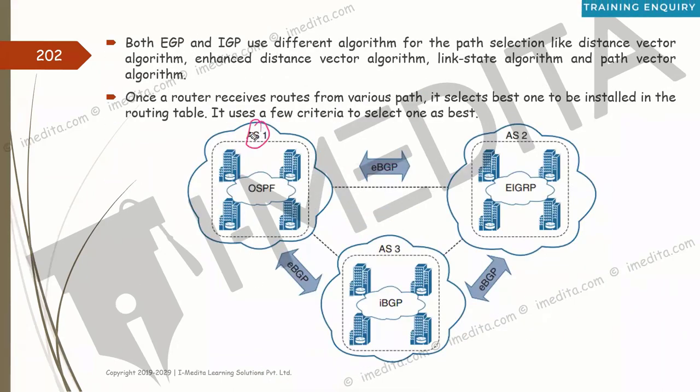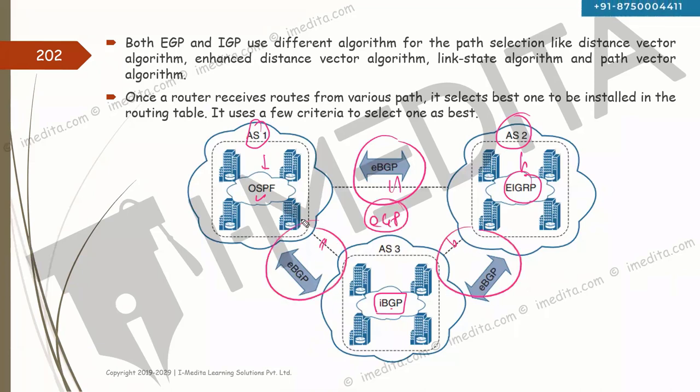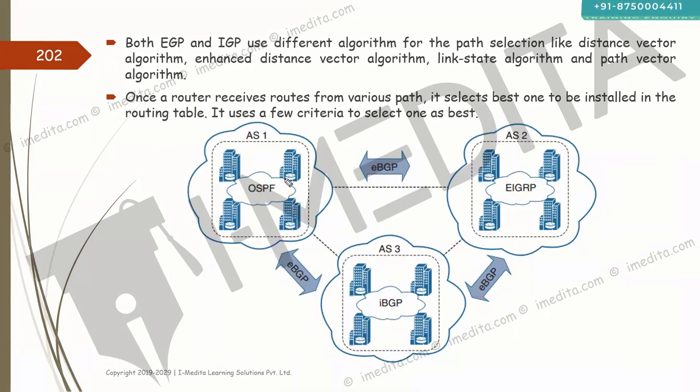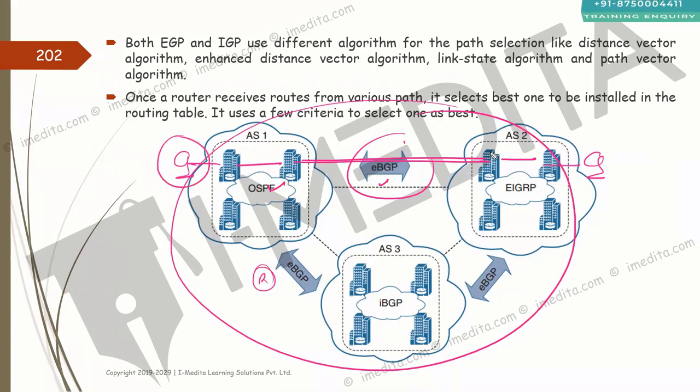Just to give you the idea, this is one autonomous system running OSPF as an IGP protocol, a second autonomous system running EIGRP as an IGP protocol, and a third autonomous system using IBGP as an IGP protocol. In between, we have configured BGP as the EGP protocol. So if you want to communicate from here to here, it is possible because Border Gateway Protocol has exchanged the routes from one autonomous system to another, so the packet can be routed from one source to a particular destination. Both IGP and EGP work together to create a very big routing environment so that we can route the packet from a source to a particular destination.